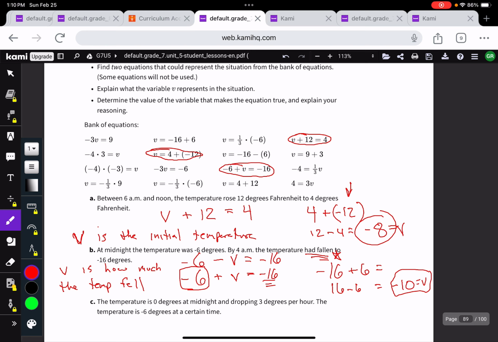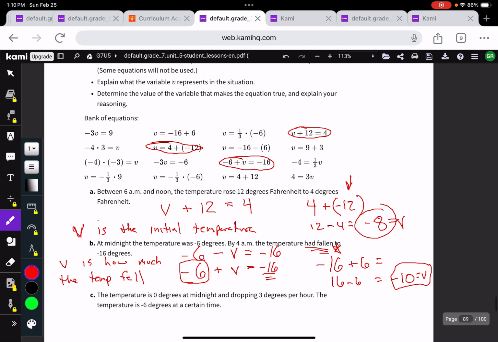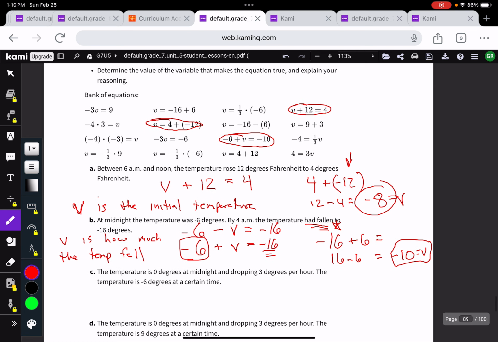So let's do letter C. The temperature is 0 degrees at midnight and dropping 3 degrees per hour. The temperature is negative 6 at a certain time. So it's 0 degrees, and it's dropping 3 degrees. Normally I would write H for hours, but everything at once is V. So it's dropping 3 degrees per hour. It's going down 3 times however many hours. Hint, hint, I just gave us what V stands for. And that's going to be a negative 6.